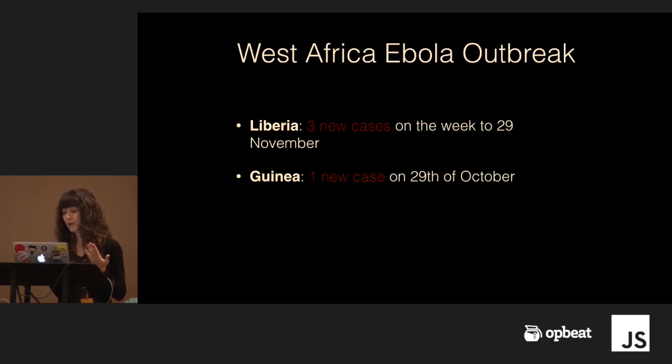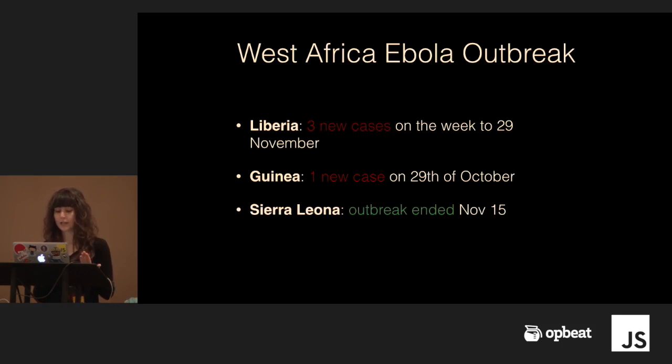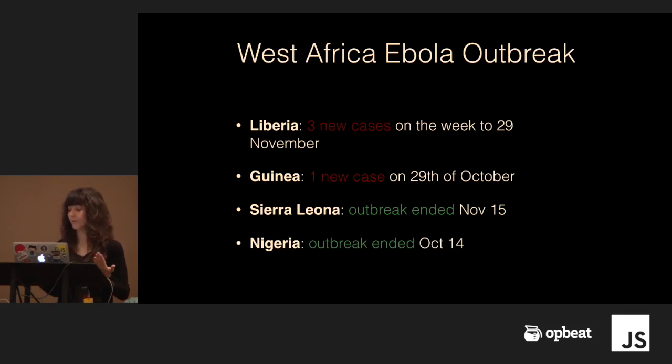In Guinea, there is only 1 new case, and it was on the 29th of October. So there is hope that they will declare it Ebola-free soon. And the Ebola outbreak ended in Sierra Leone and Nigeria. In Sierra Leone, that was particularly good news because the scale of the outbreak there was crazy. And they were so happy when it ended that they did this that I'm going to show you.